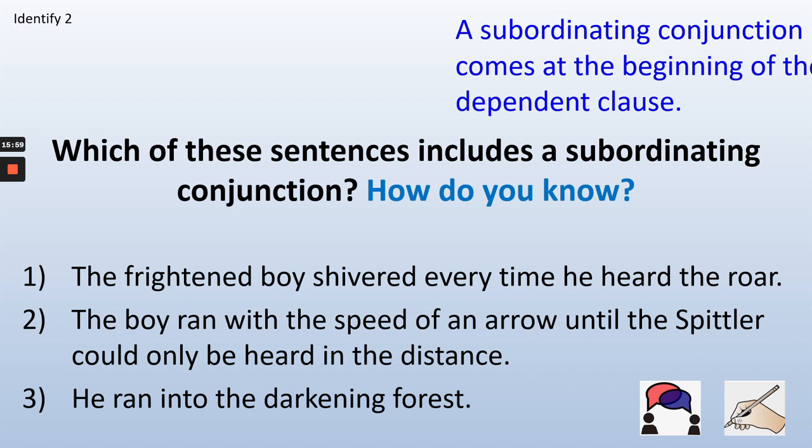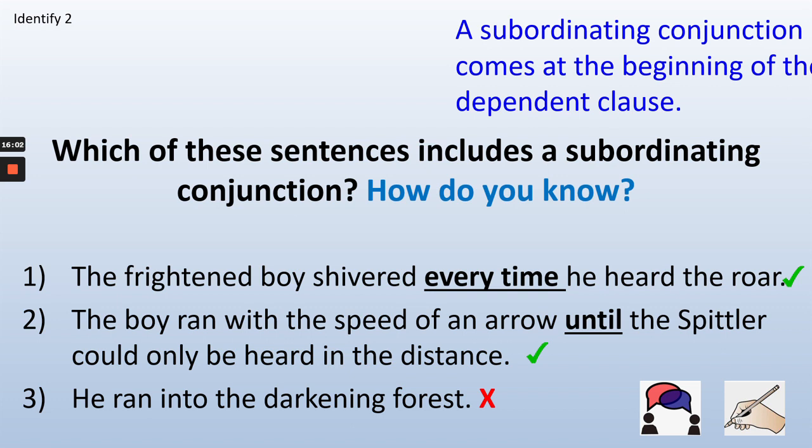Press pause while you do that and then press play when you're ready to check your answer. Fantastic. Did you spot them? The frightened boy shivered every time he heard a roar. Number 1 should be a tick because every time is the subordinating conjunction. The boy ran with the speed of an arrow until the spitler could only be heard in the distance. Until is the subordinating conjunction that comes at the beginning of the dependent clause. He ran into the darkening forest. That is only a main clause there. There's no dependent clause in this sentence, so there's no subordinating conjunction.